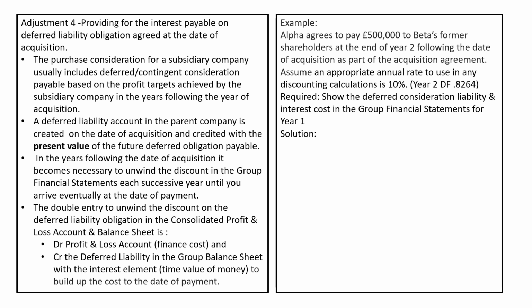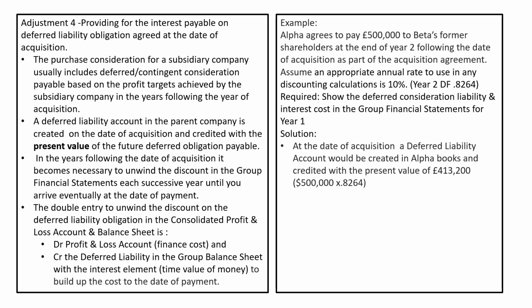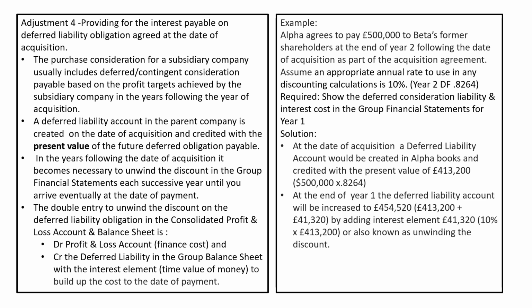Solution. At the date of acquisition, a deferred liability account will be created in Alpha's books and credited with the present value of £413,200. This is the £500,000 multiplied by the discount factor of 0.8264 to arrive at the present value of £413,200.